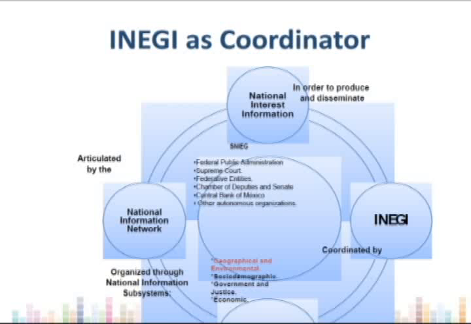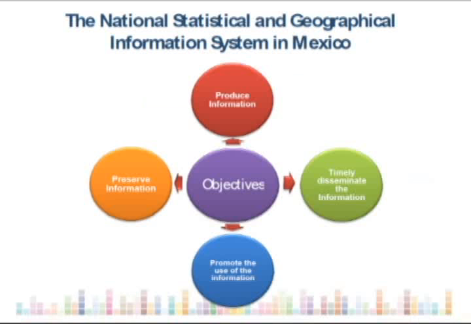by the SNIEG, the national system, and this is articulated by a national information network. We have 4 subsystems: one for geographical and environmental information, one to produce and coordinate sociodemographic information, one for government and justice information, and one for economic information. The objective is to produce information, to disseminate it in a timely manner, to promote the use of this information, and to preserve it.